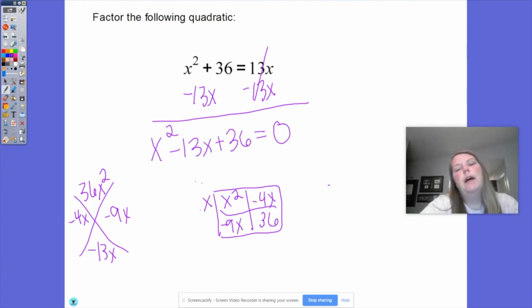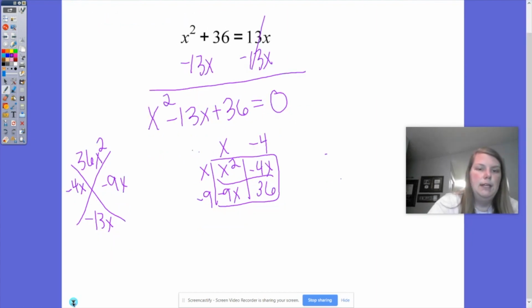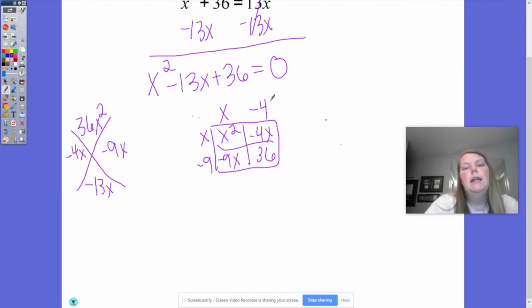And the greatest common factor of that first row is x. X times x would give us x squared. X times negative 4 would be negative 4x. And x times negative 9 would give us negative 9x. And if we want to double check, negative 9 times negative 4 does give us 36.